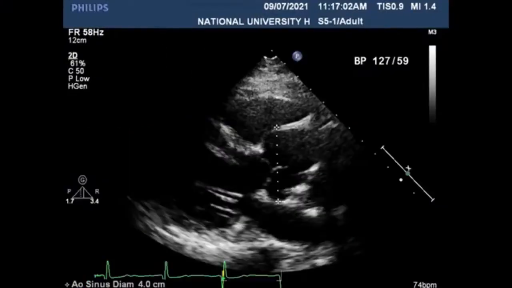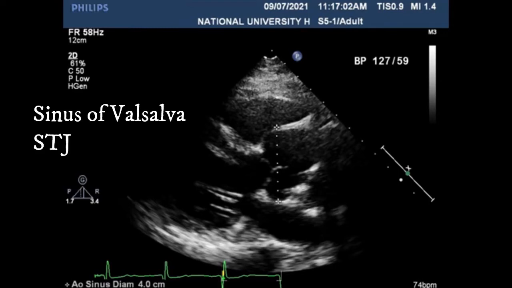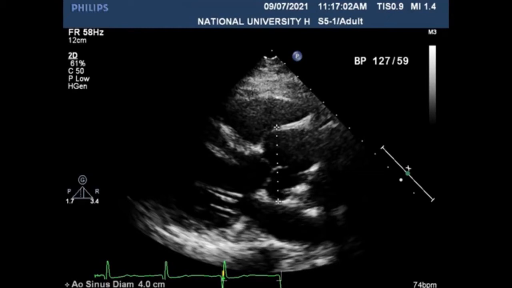We can do measurements in 2D mode or by using M mode. Measurements that can be made in 2D include the LVOT diameter, aortic valve annulus diameter, and aortic root diameter. The aortic root consists of the sinus of Valsalva and sinotubular junction. The proximal ascending aorta diameter can also be measured here.